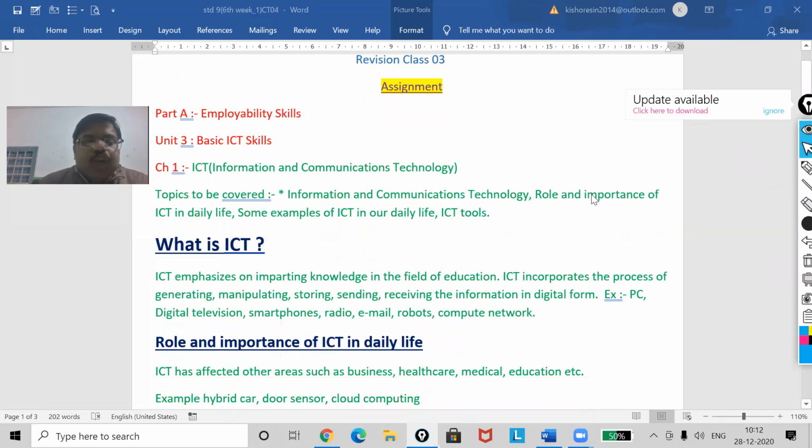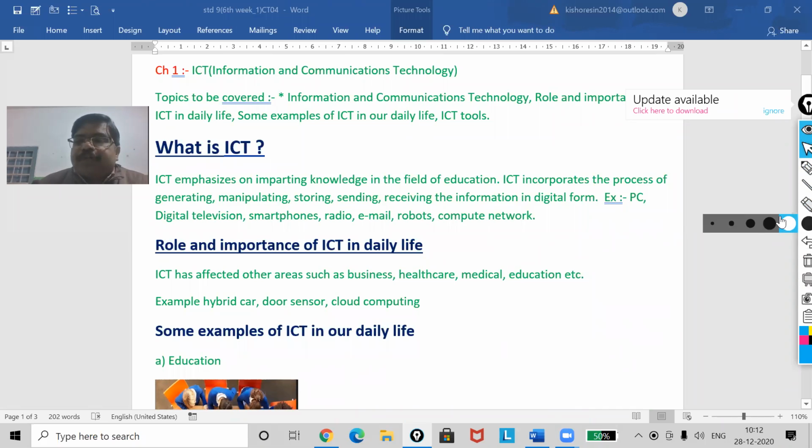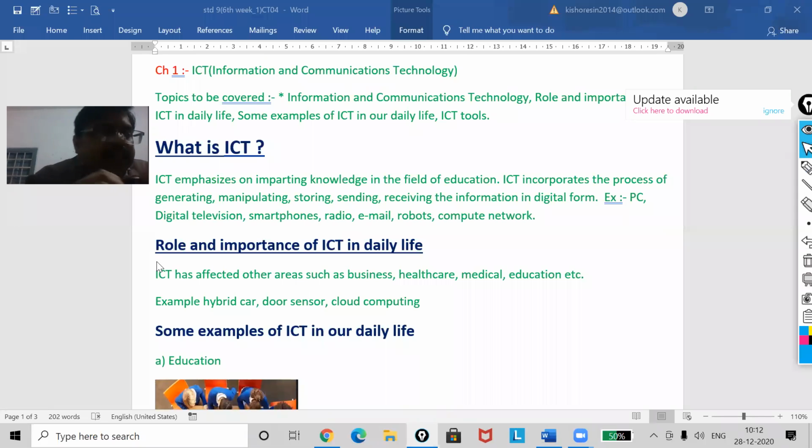Next one is role and importance of ICT in daily life. Students, nowadays we spend most of our time doing online activity. Just now, which activity am I doing with you? Yes, this is an online activity via Zoom. I'm connected to you. It is my online teaching. So every day you are in touch with ICT.